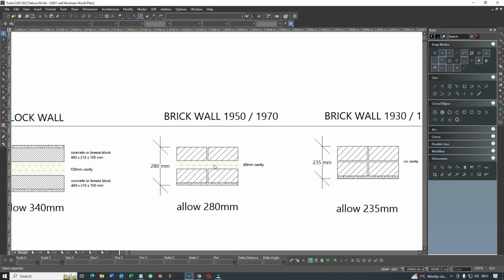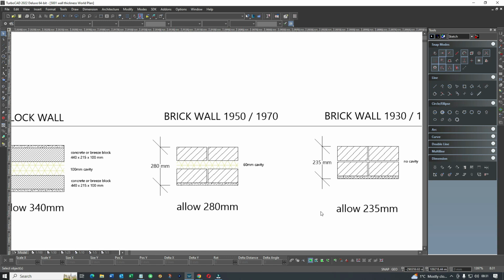So brick walls, 1950s, 1970s house. Generally there was a little bit of cavity, about 60 mil cavity, not always filled, unfortunately, but the brick sizing was more or less the same, and it would have been brick on the inside as well. So what you're looking at is brick inner, brick outer, a little bit of cavity, with a bit of rendering or plastering on the inside. You're looking at about 280 for a 1950s, 1970s house.